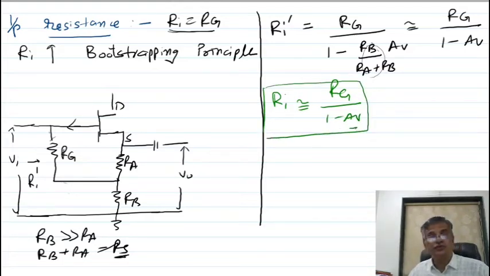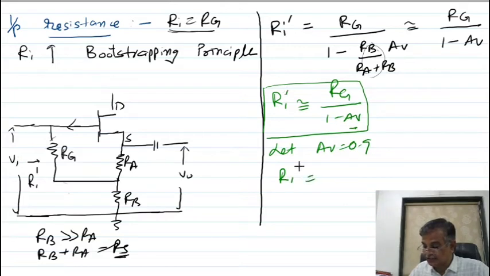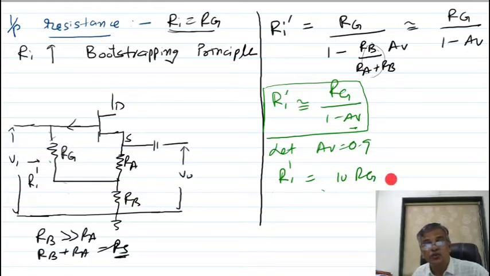Now Av is less than 1. Just to explain, suppose Av is 0.9. Then the input resistance becomes how much? 10 times Rg. Suppose Rg is 1 megaohm. By applying the bootstrapping principle, your effective input resistance becomes 10 times Rg, meaning 10 megaohms. So this is called the bootstrapping principle. In this way, you can increase your input resistance.